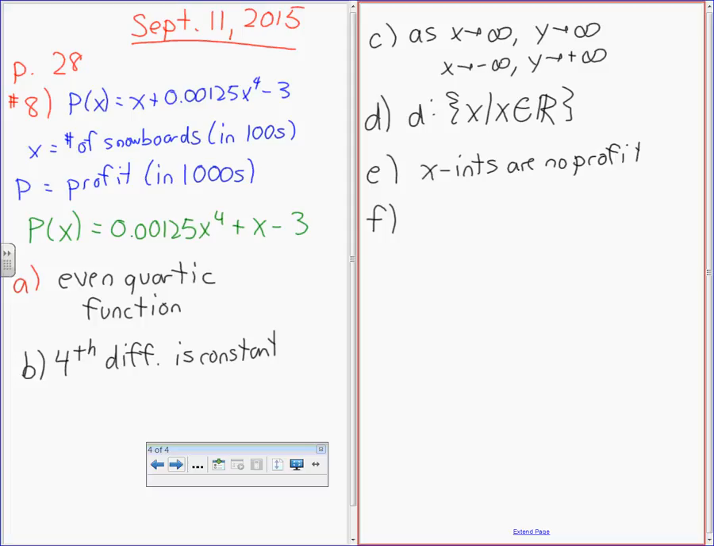And F finally says here, what is the profit from the sale of 3,000 snowboards? Okay, so this is the part that was just getting tricky here. I want to sell 3,000 snowboards. How do I use my equation to solve that? You're plugging in for x. So I want 3,000 snowboards. What's x going to be then? 30, thank you. Okay. So P of 30.